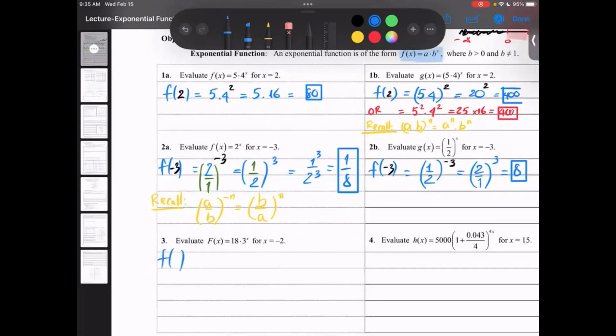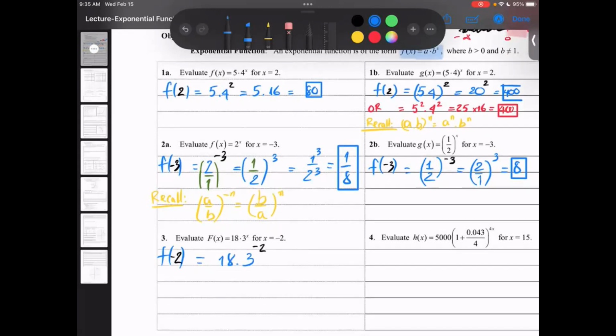f of -2 is 18 times 3 to the -2. What should I write next? Do I multiply the 18 by the 3 first, or do I take care of the 3 to the -2 first?